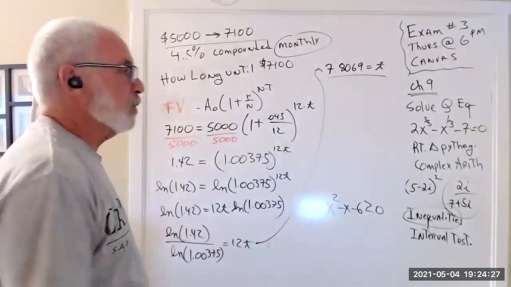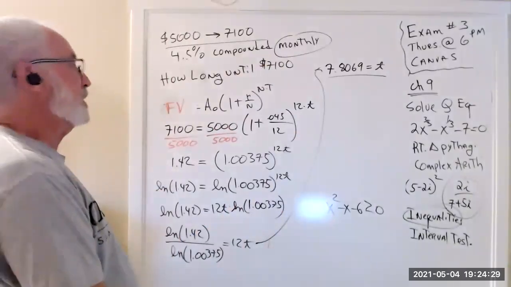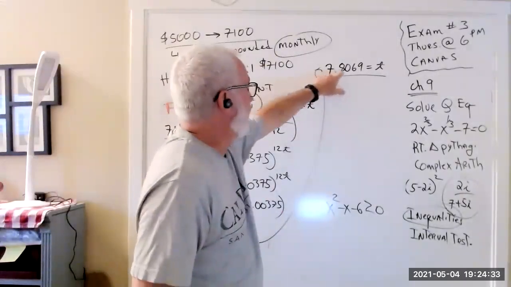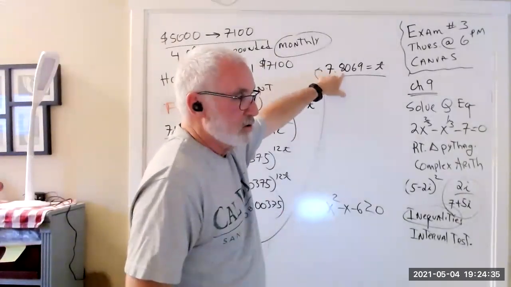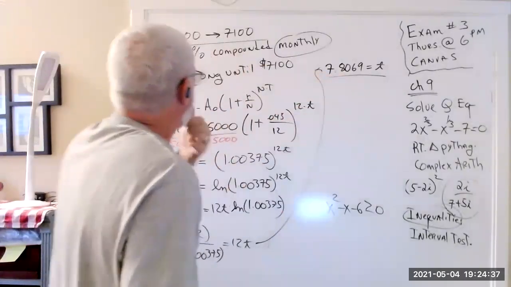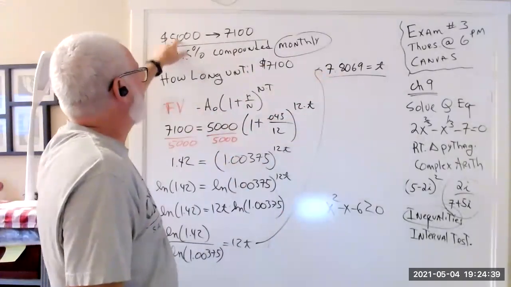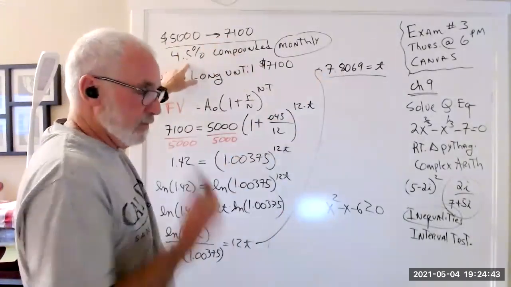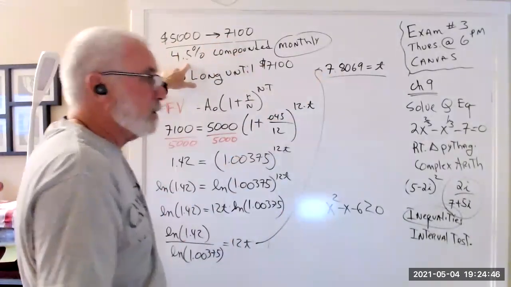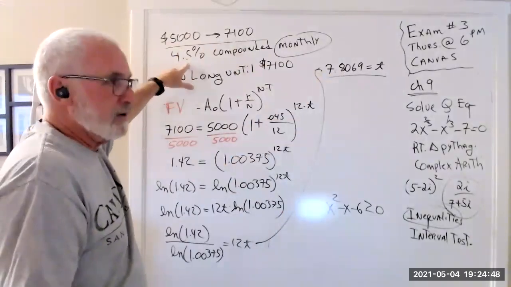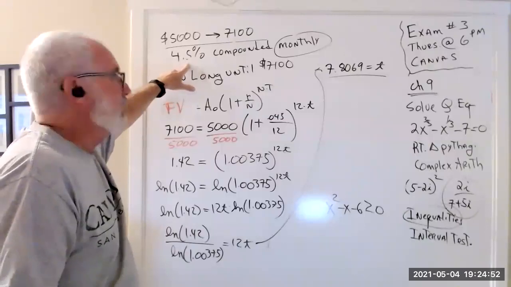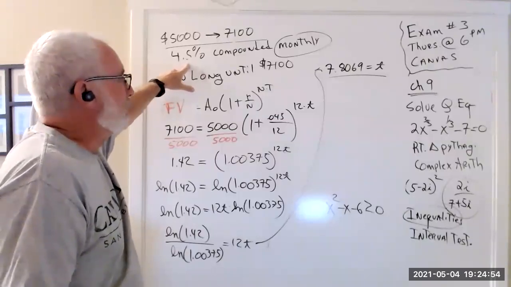Again, I don't remember what was said to round to, 3 places, 2 places. But what this basically says is in 7.8 years, your $5,000 will grow to $7,100 at this interest rate. If you could find that interest rate anywhere, put every dime you have in it. Lock that interest rate in. Nobody has that anymore.